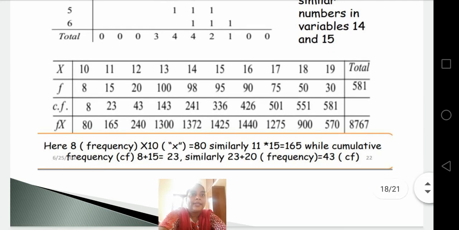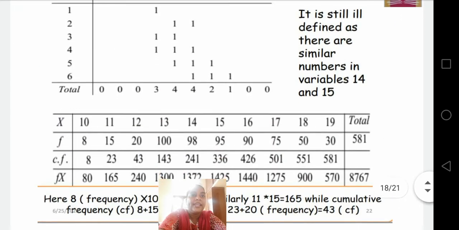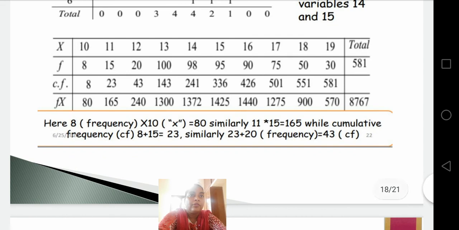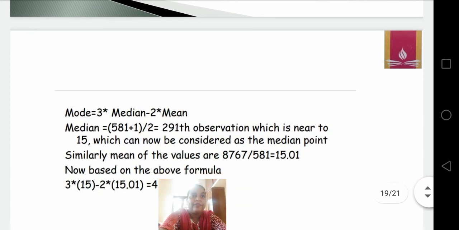Where will it be? The 291st value will be somewhere here. See, 14, 241; 15 means 330. So it is somewhere between 14 and 15. So we can see that it is not in the 14 but not in the 16. So it is the 15th value. So the median we can say is 15.